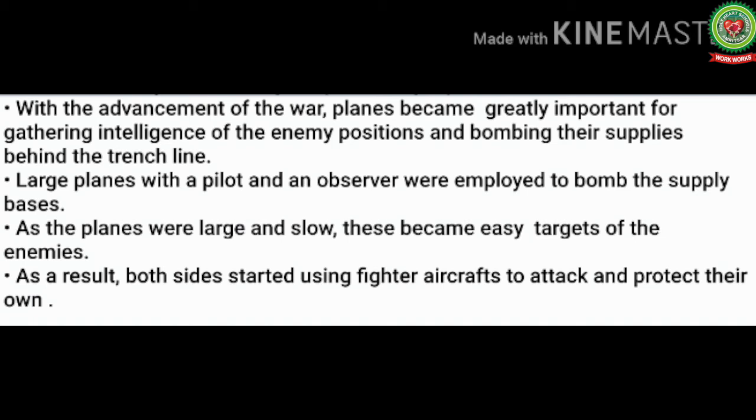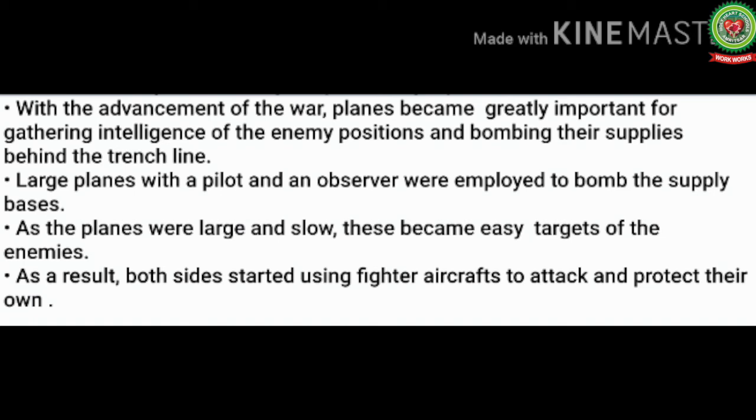So airplanes became very important to attack the resources of the enemy, the weapons and other resources of the enemy which were behind the trenches, and also for bombing the enemy side and gathering the secret information of the enemy. Large planes with a pilot and an observer were employed to bomb the supply bases of the enemy side. As these planes were large and slow in speed, they became very easy targets for the enemies.